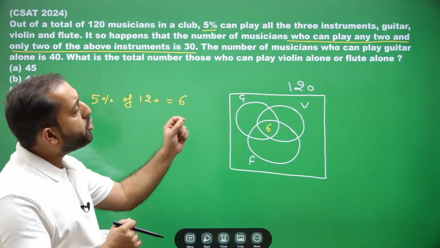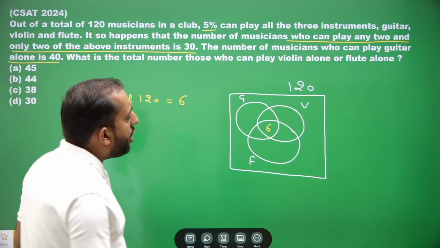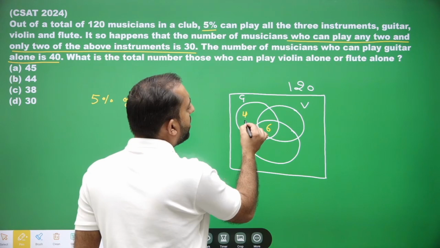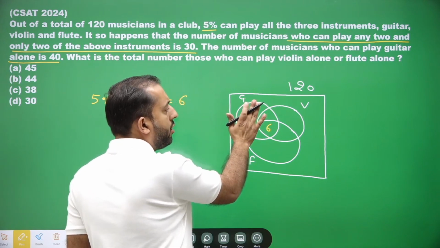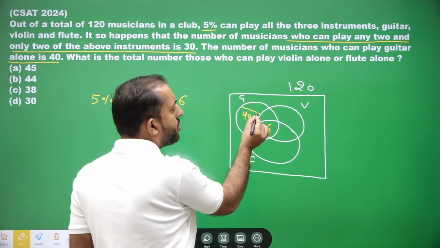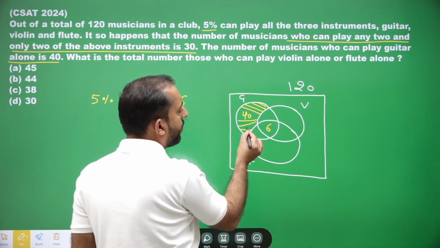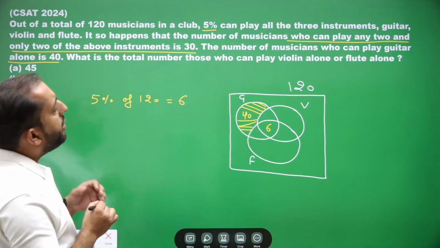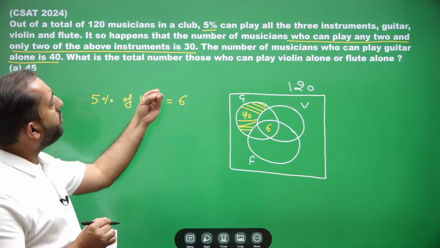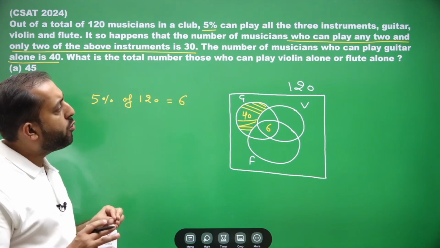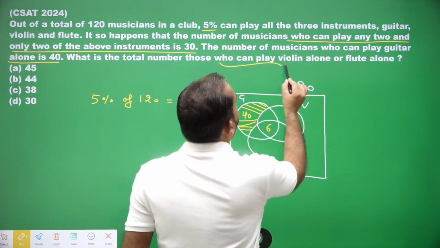The number of musicians who can play guitar alone is 40. Guitar alone means this area of guitar, the area which is with guitar only. Okay. And the number of musicians who can play guitar alone is 40. Then what is the number of those who can play violin alone or flute alone? So violin alone and flute alone.